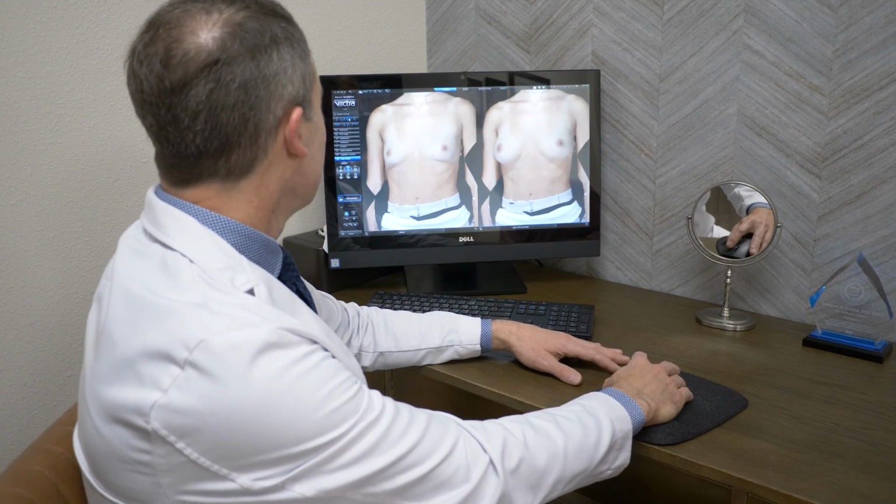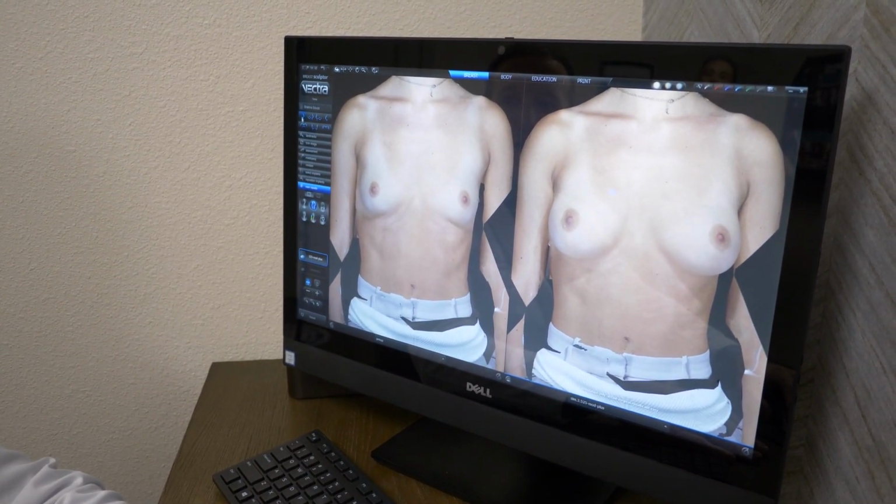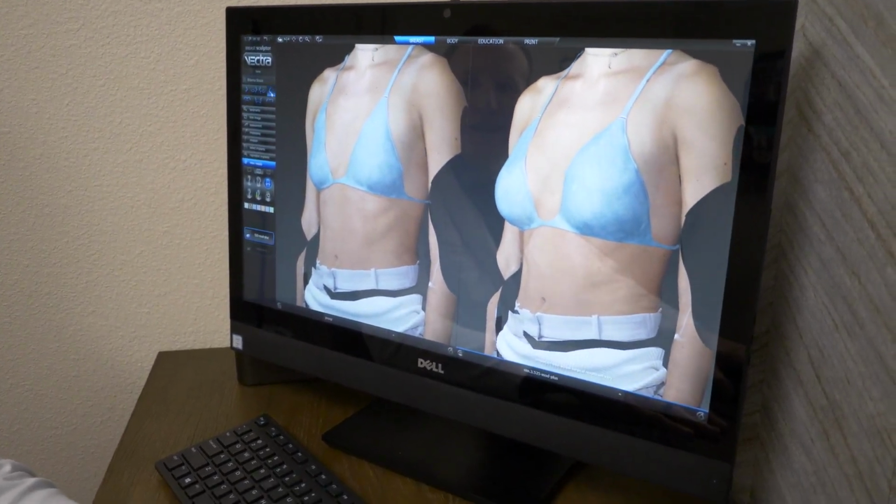I think one of the huge benefits of Vectra is that the patient gets to see what their anticipated result will be. Ultimately that takes away a lot of anxiety associated with the procedure, because you have a visualization of what you're ultimately going to look like.